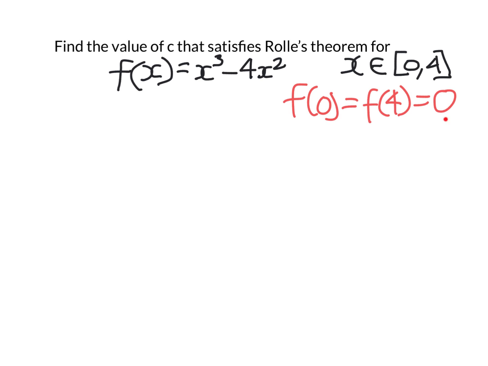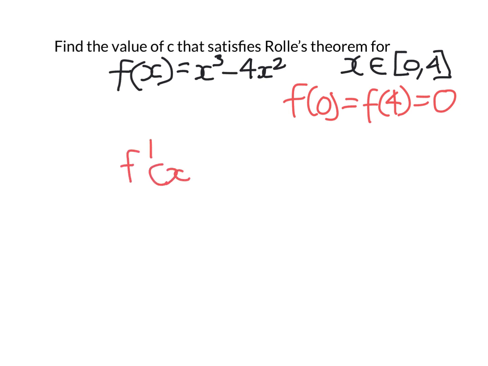So I'll just point out it wouldn't matter if this was a different value. It wouldn't matter if this was 2, Rolle's theorem would still apply. All we need for Rolle's theorem is the function at different points taking the same value. So because of this, we know that there will be a stationary point on this interval between 0 and 4. So let's find out where that is.